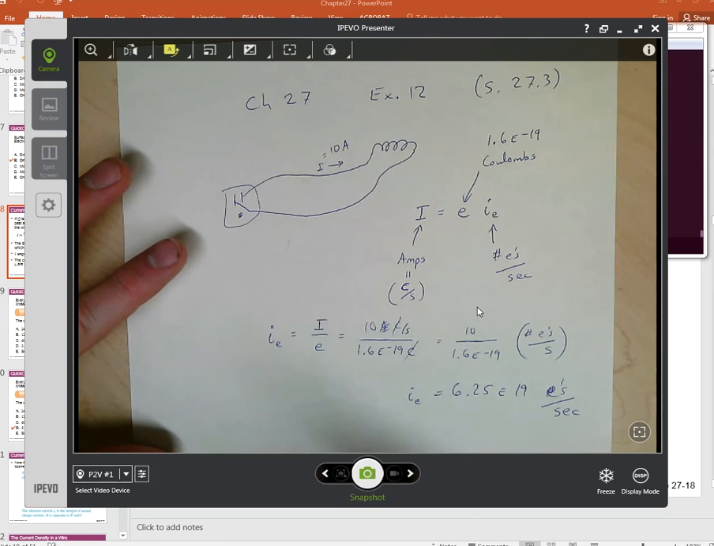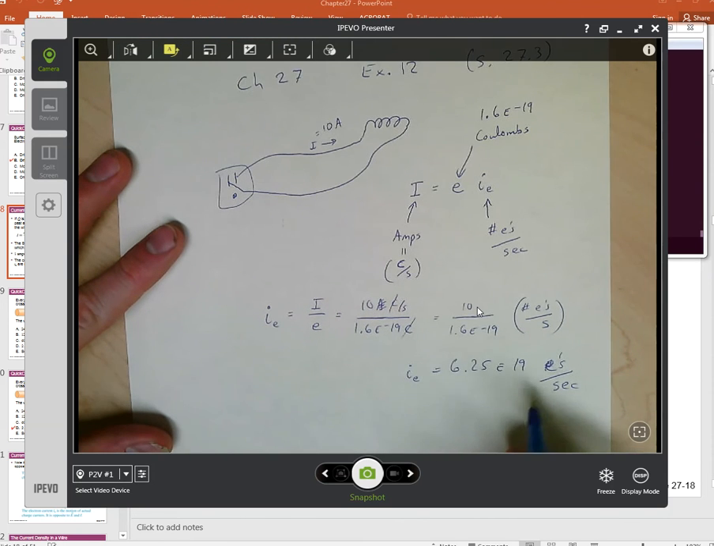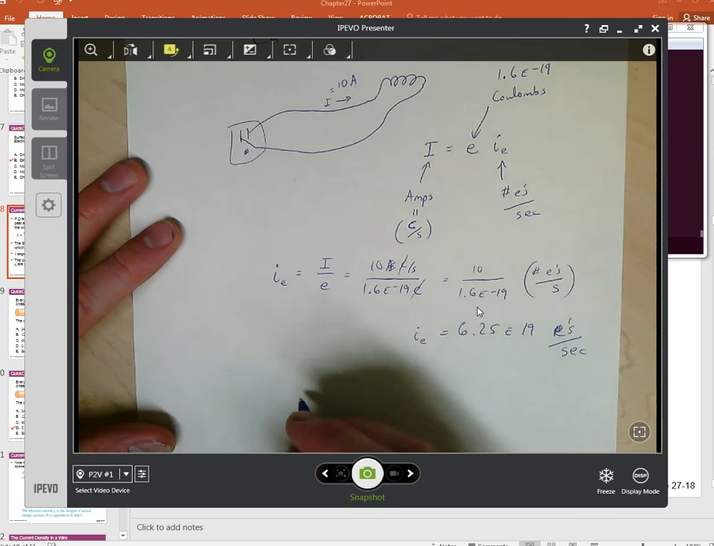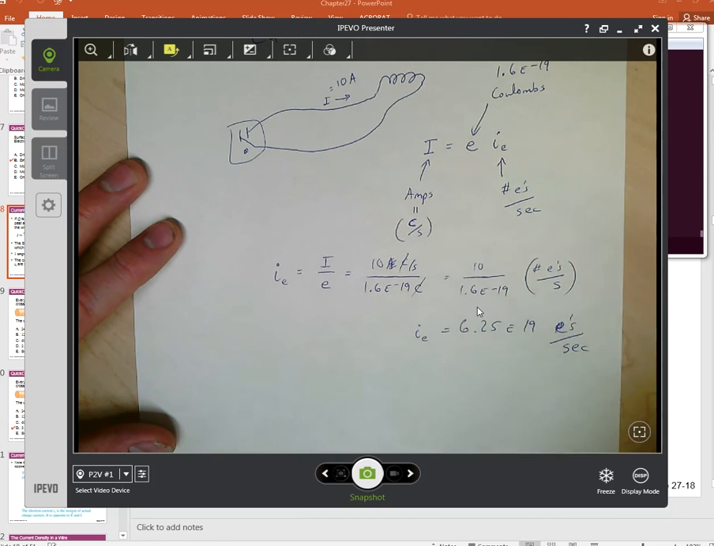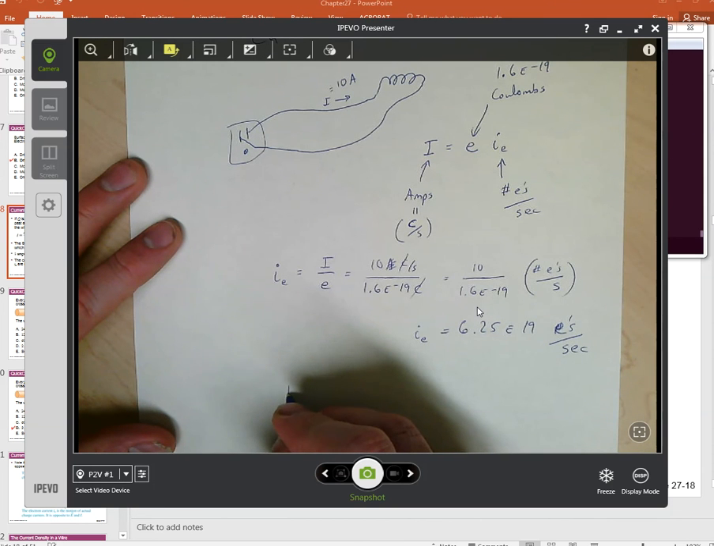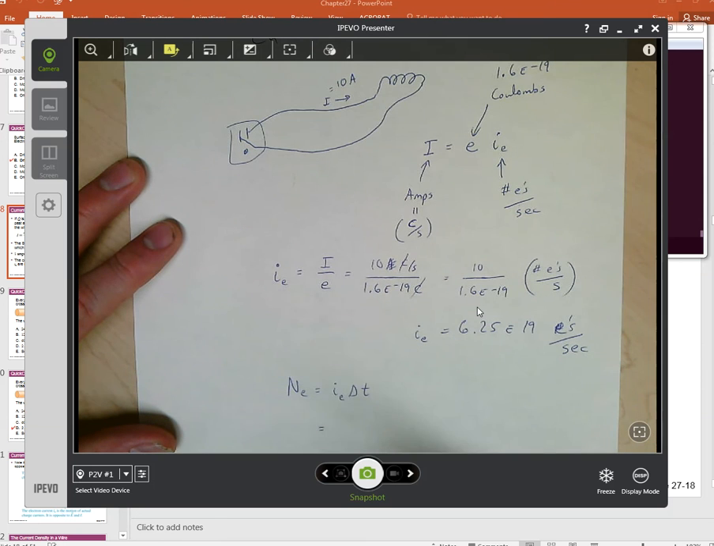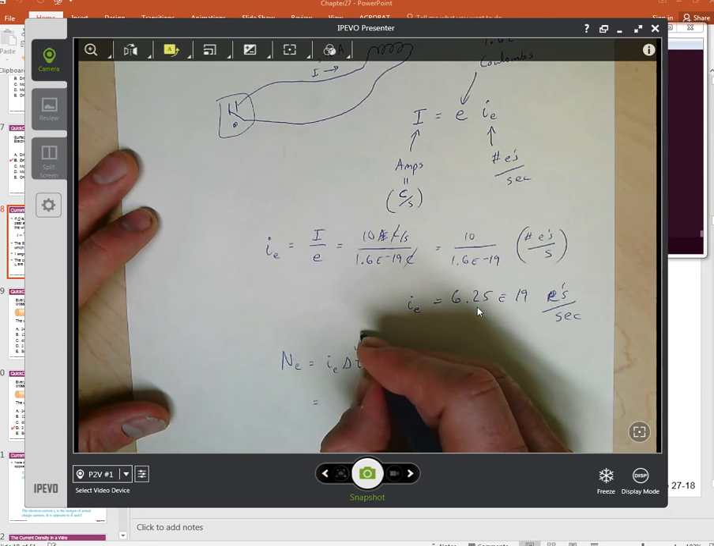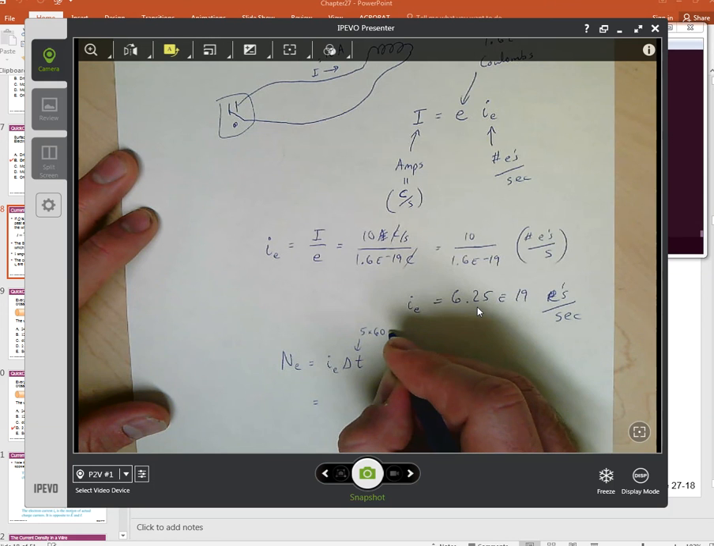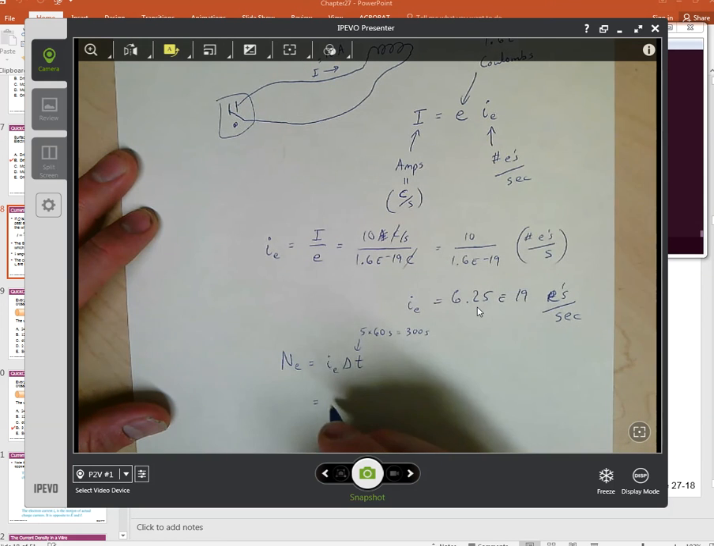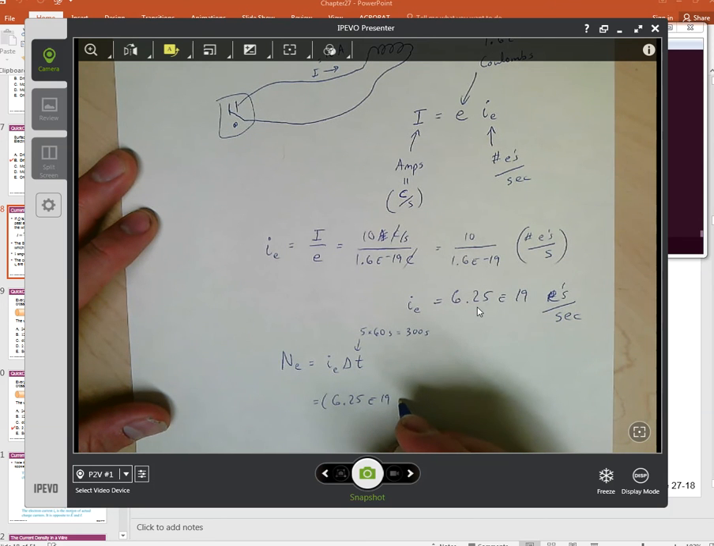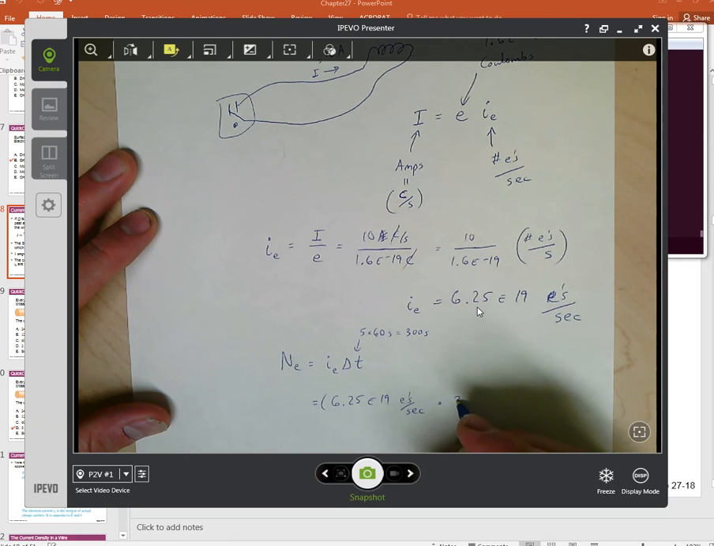So we have a rate of flow, and if I multiply this by an amount of time, then I would get a total number of electrons. We actually saw that in an earlier slide: the number of electrons is equal to I times delta T. So, 5 minutes is 5 times 60 seconds, so that's 300 seconds. The rate of flow is 6.25 times 10 to the 19 electrons per second times 300 seconds.